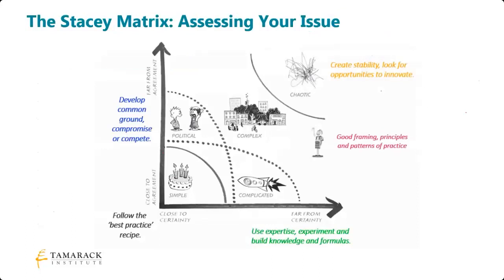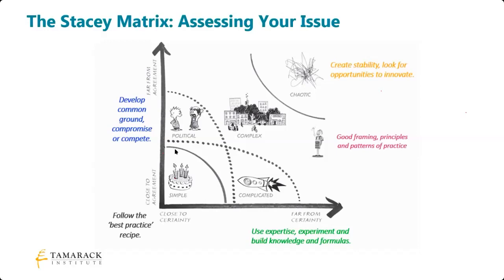Also love this. This is called the Stacey matrix. And it's another way of thinking about different conditions and why we need to operate in different ways. So you'll see on the bottom axis, close to certainty around what solutions are needed, and far from certain about what solutions are needed. Close to agreement means the degree to which we have consensus that something is an issue and needs to be addressed, versus, on the far end, no agreement or little agreement. And so, again, if you've got close to agreement that this is an issue we need to deal with, and close to certainty around how we need to deal with it, it's really just about operationalizing it.